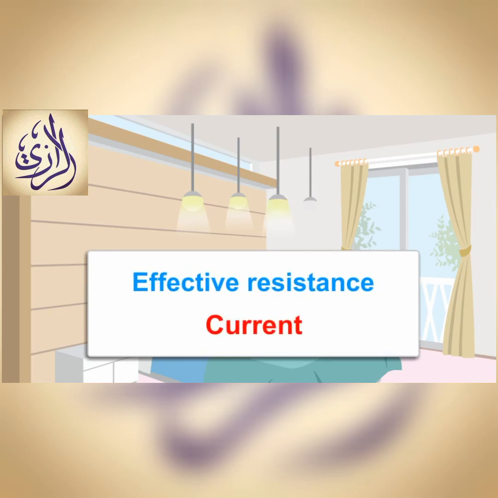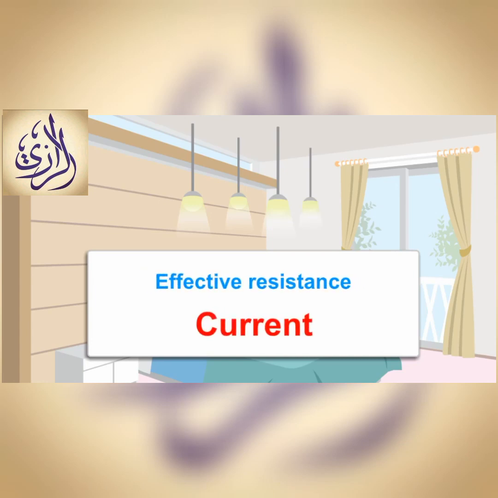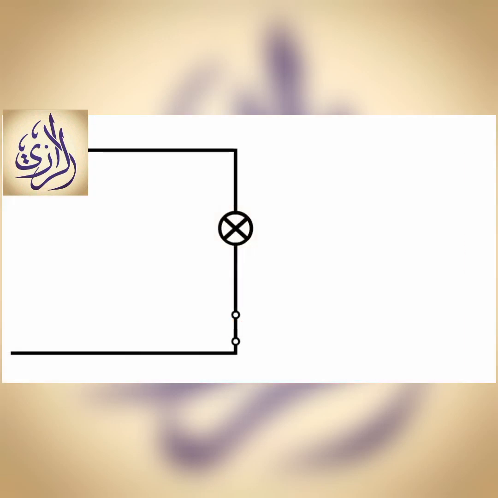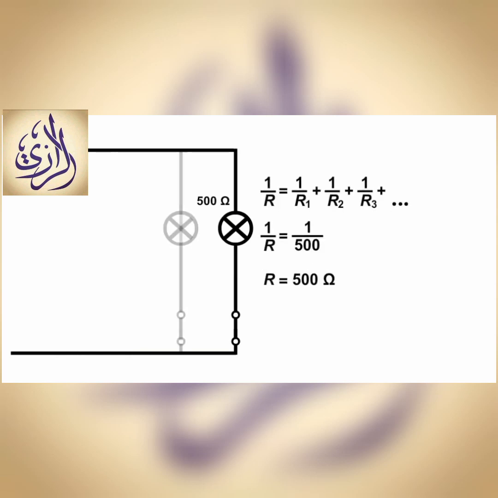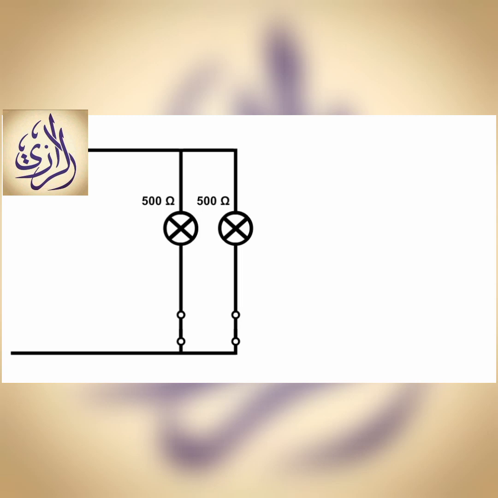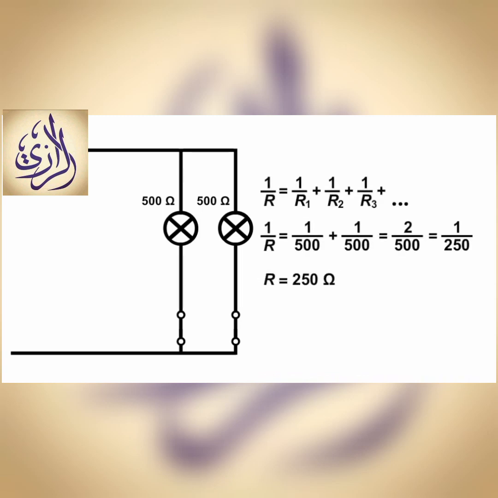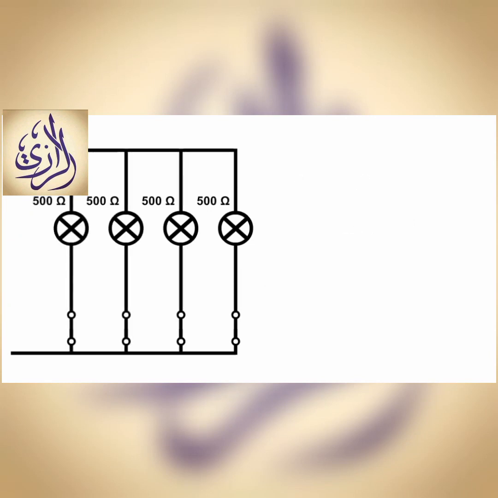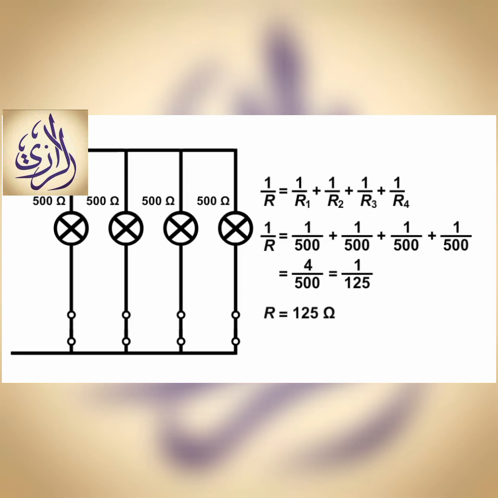This is because the effective resistance of a parallel circuit is given by the formula. The inverse of the effective resistance is equal to the sum of the inverse of the individual resistances. As an example, when we have one bulb with a resistance of 500 ohm, the effective resistance is 500 ohm. When we have two identical bulbs in parallel, the effective resistance decreases to 250 ohm. When we have four identical bulbs in parallel, the effective resistance decreases further to 125 ohm.